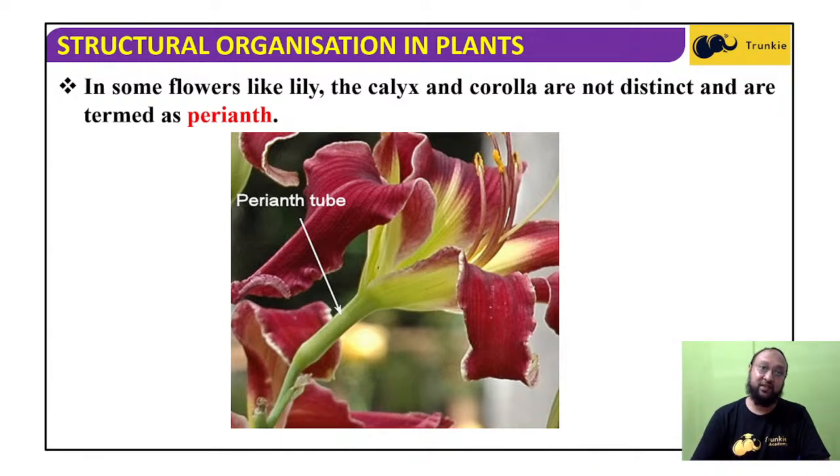It's called perianth. Okay, and below that it forms a tube-like structure. It is called perianth tube. So this part is important for the exam. This perianth. Okay. So in some flowers like lily, the calyx and the corolla are not distinct. The corolla or the petals are fused with the sepals, and they are called perianth. They are termed as perianth. And the tube that forms below this is called the perianth tube.